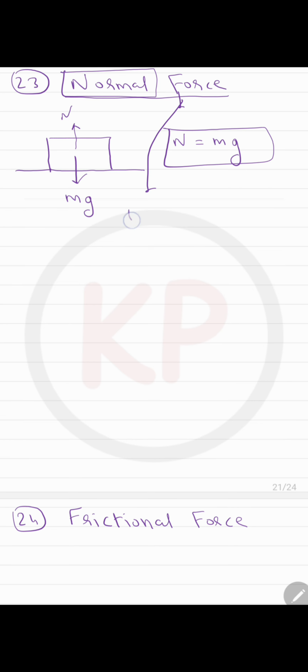So N is equal to mg is actually a kind of force. Therefore, obviously, its unit will be Newton. In terms of CGS, it will be dyne. Its dimensional formula, normal force being a kind of force, will be M1 L1 T minus 2.